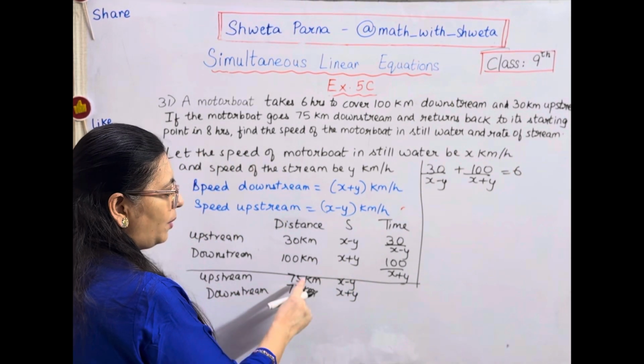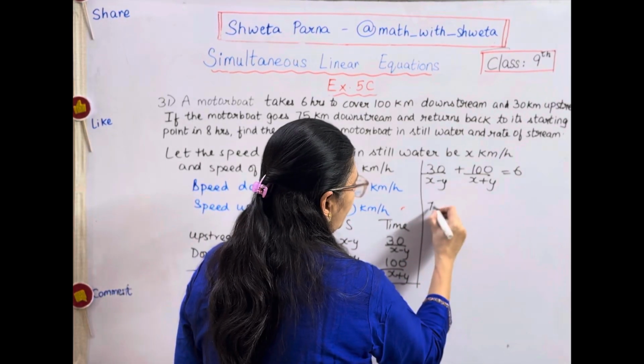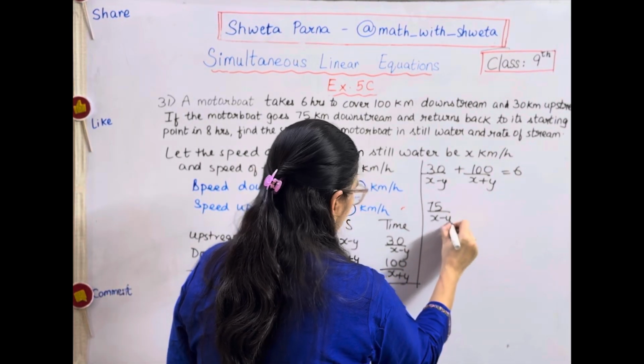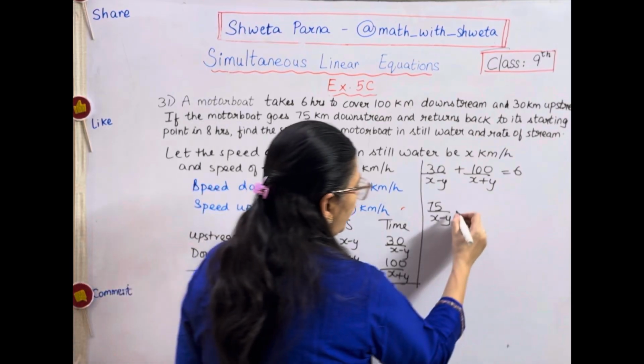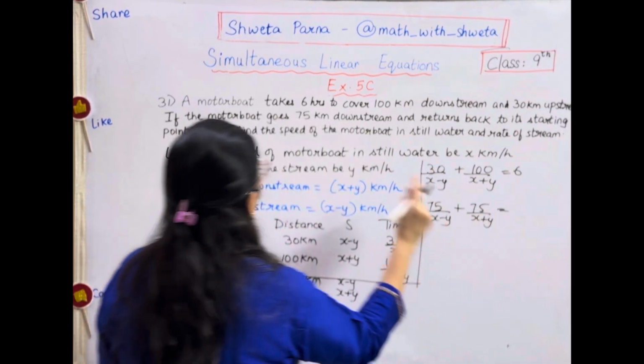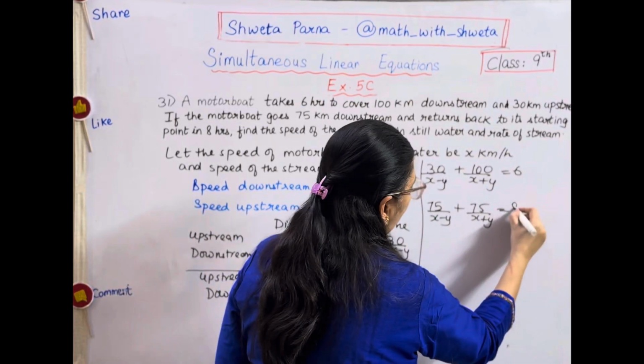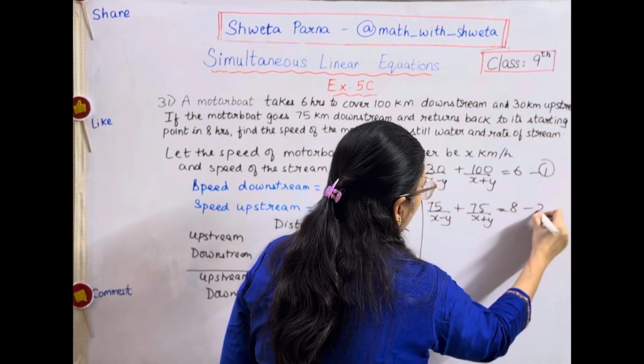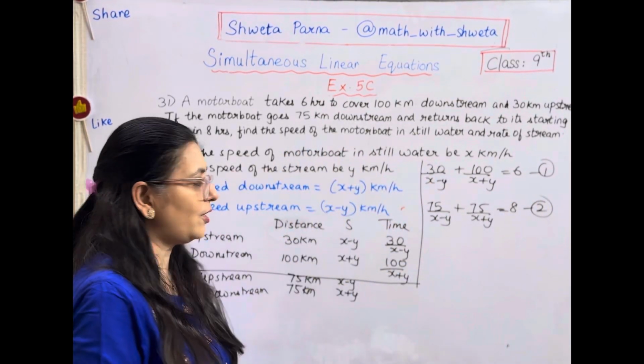How will you find time? 75 upon x minus y, and here plus 75 upon x plus y. The total time taken is 8 hours. So this is your first equation. This is your second equation. Let's solve this.